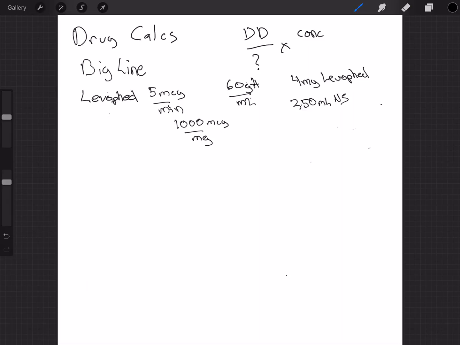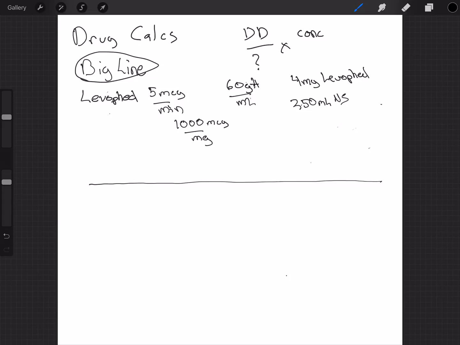So we're going to do the big line method. What we do is draw a big long line. The reason the big line method works really well is that the first thing you do is start over here on the left with what you're trying to solve for. So you need to give 5 mics per minute of Levophed, but you need to figure out how many drops that is per minute, because you're doing this the old-fashioned way.